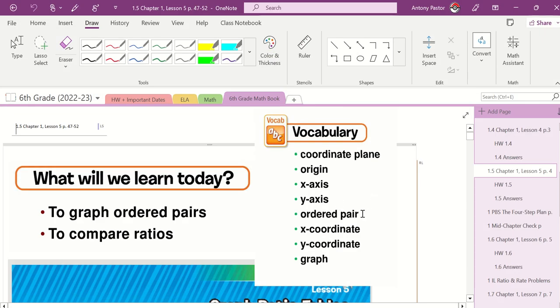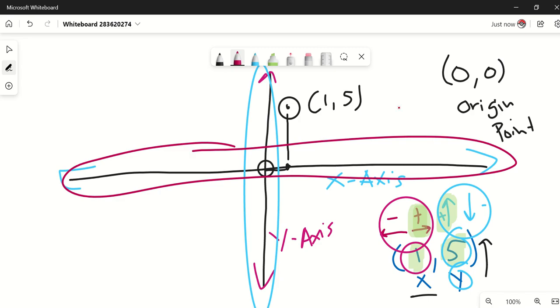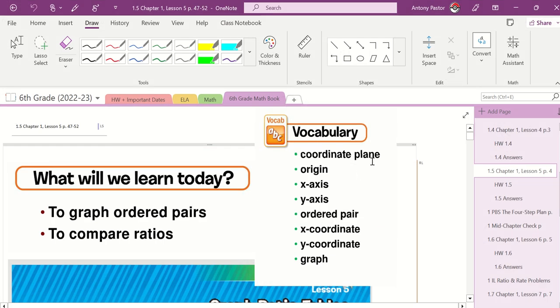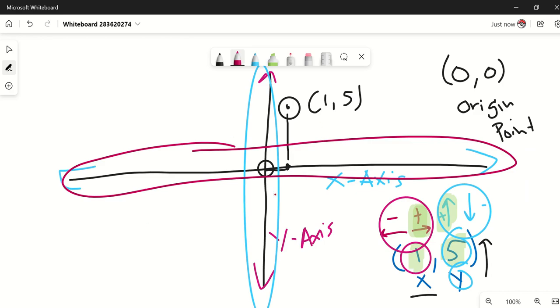An ordered pair is made up of an x and y coordinate, which we are covering right here. Again, the x coordinate tells you to go left or right. The y coordinate tells you to go up or down. And then graph is just literally what we do, the act of actually putting the point on a graph. So let's go over this again. Coordinate plane is where you actually graph, the area in which you're graphing.